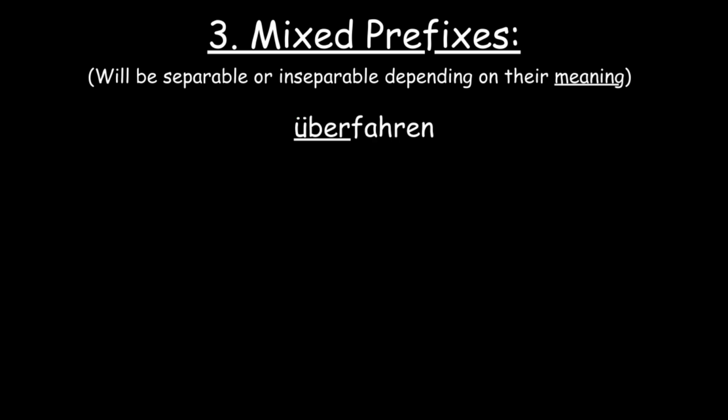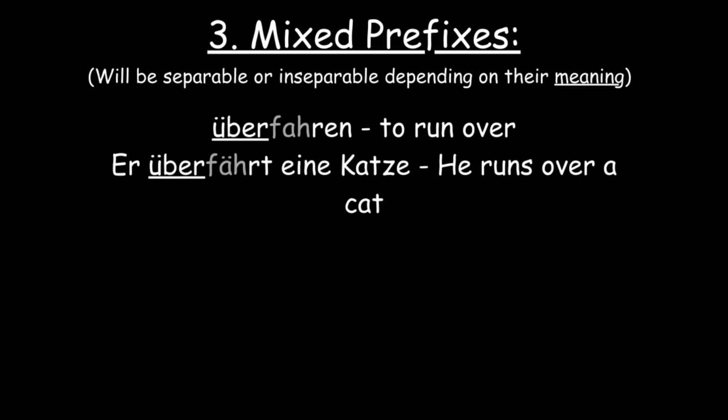One example is überfahren, which will have different meanings, depending on where the stress is. Überfahren, in general, means to run over, and the stress is on the stem, überfahren. So, the prefix will be inseparable, like in the phrase, überfährt eine Katze. He runs over a cat.